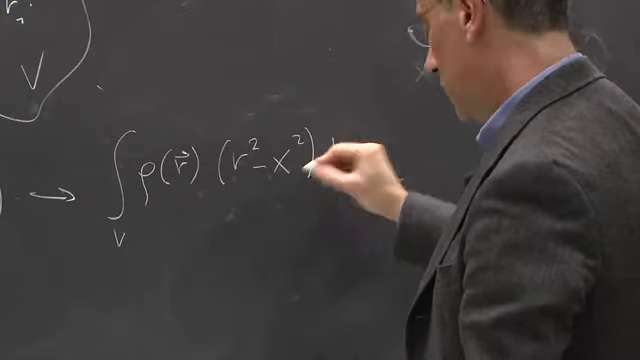Something wrong? No. Rho is missing. You're right. Thank you. That's the density, right?